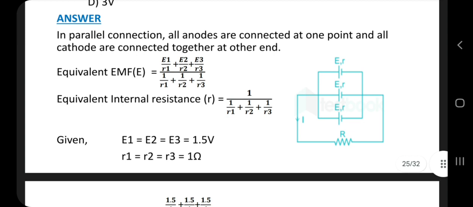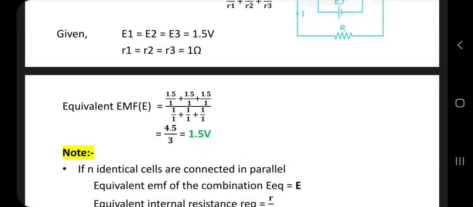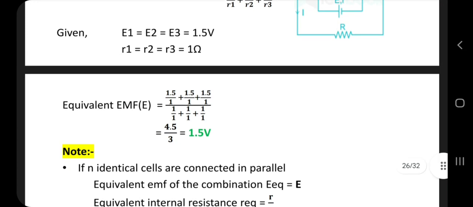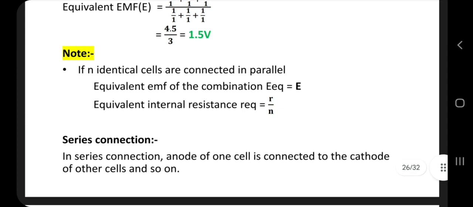Given E1 equal to E2 equal to E3 equal to 1.5 volt, R1 equal to R2 equal to R3 equal to 1 ohm. Therefore, substituting the given values, equivalent EMF E equals 1.5 by 1 plus 1.5 by 1 plus 1.5 by 1, divided by 1 by 1 plus 1 by 1 plus 1 by 1. That is 4.5 by 3, that is 1.5 volt. Note: if n identical cells are connected in parallel, equivalent EMF of the combination E equivalent equals E, and equivalent internal resistance R equivalent equals R by n.